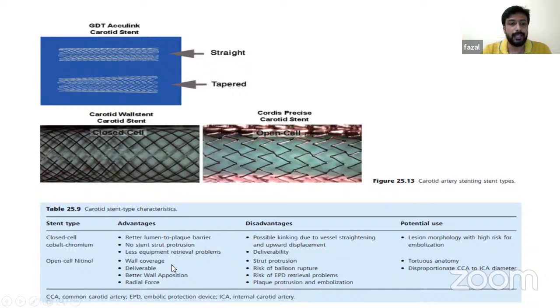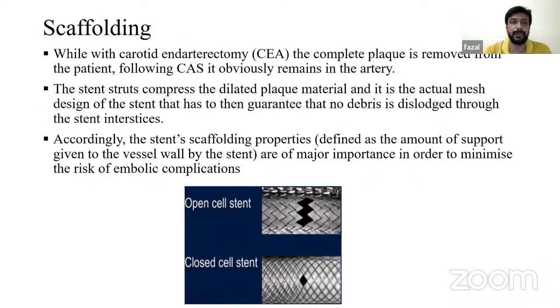Whereas an open cell has good coverage and is easily deliverable, and it has good wall apposition and good radial force. But the disadvantages are strut protrusion and a chance of balloon rupture. And also there is a chance of plaque protrusion and embolization. The potential use of closed cell is where you feel there is high risk for embolization. Whereas open cell you can use in carotids which have tortuous anatomy. In those kinds of cases, open cell stents would be better.